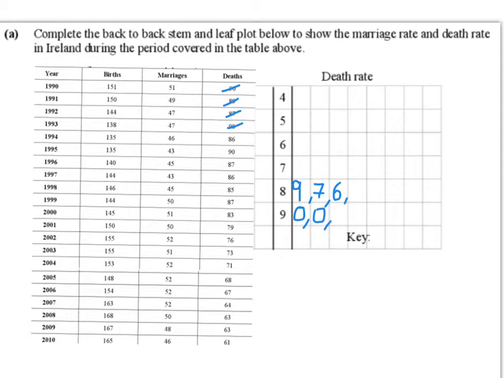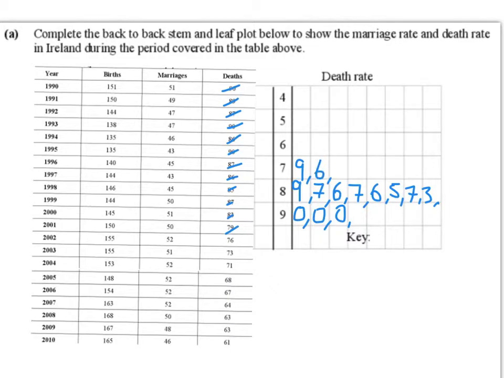86. A 6 and tick off the 86. 90. A 0, tick off the 90. 87. A 7, tick off the 87. 86. A 6, tick off the 86. 85. A 5, tick off the 85. 87. A 7, tick off the 87. 83. A 3, tick off the 83. 79. A 9, tick off the 79.